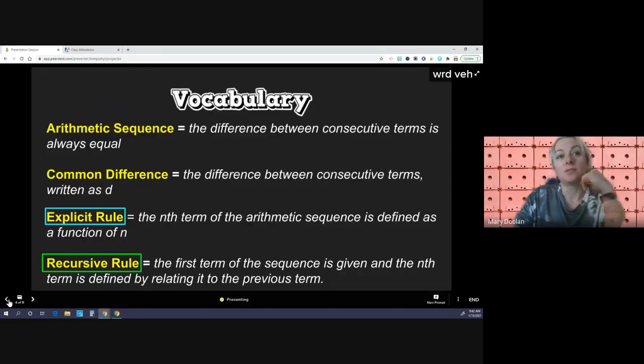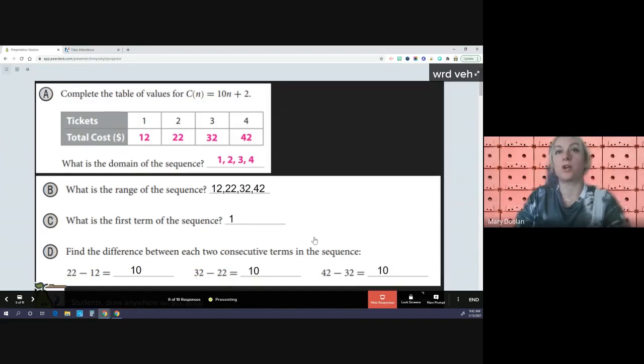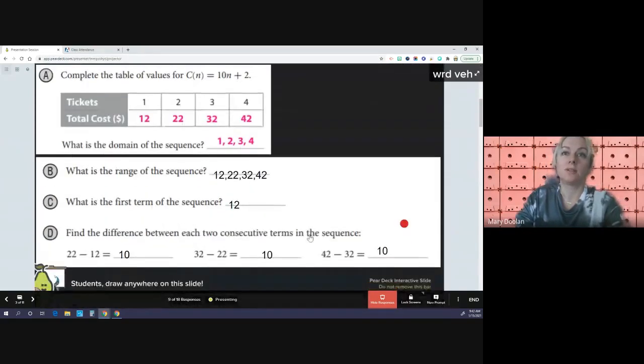All right. Oops, I hit the wrong button. Okay, so I'm going to show some responses here. The range. Absolutely, take the total cost values. That's the range. First term in the sequence. The first term in the domain is 1, but the first term in the sequence is not 1. These differences are all 10. That's correct. And so here's the correct range. The correct first term in the sequence is 12. That is correct. It's 12.